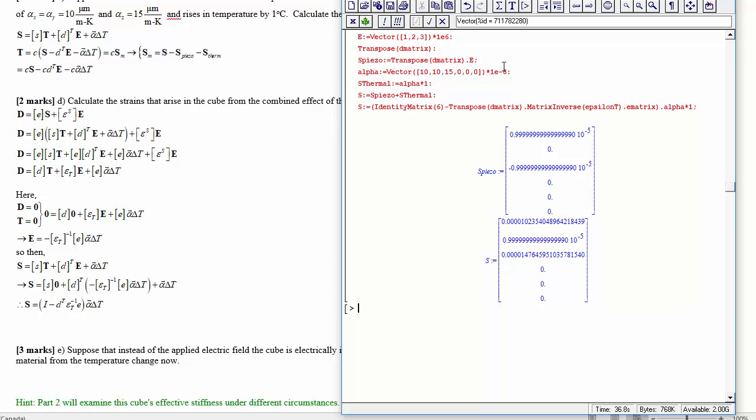Okay, so we end up with only a small change to the thermal strain that we would have gotten originally. So about 2.3% bigger in X and that much smaller in Z. So that's what we have in this particular case.